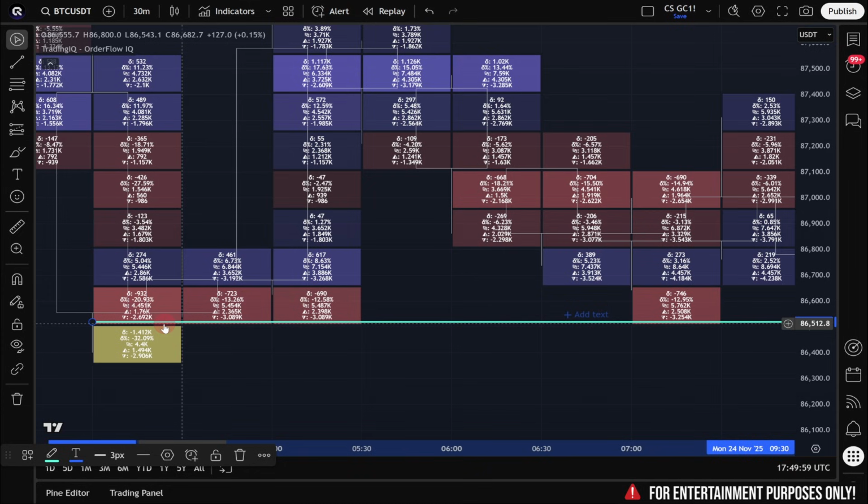Now, why isn't price moving lower if there's more market sells than there are market buys? And that's because there's a lot of resting buy liquidity at this level. And all that means is that in the order book, there's a ton of buy limit orders that are effectively absorbing the aggressive market selling that's coming in at these price levels.